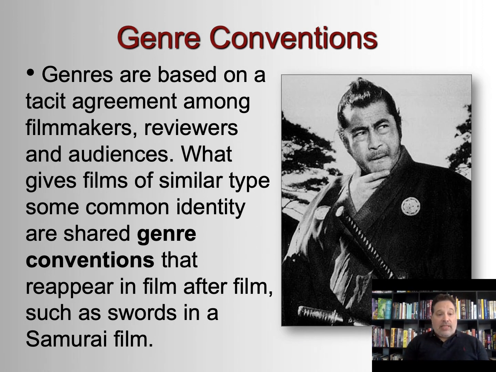So, if genres are based on a tacit agreement among filmmakers, reviewers, and audiences, what gives those films their common identity? Well, those are called genre conventions. And those reappear in film after film. And one famous example would be swords in a samurai film.